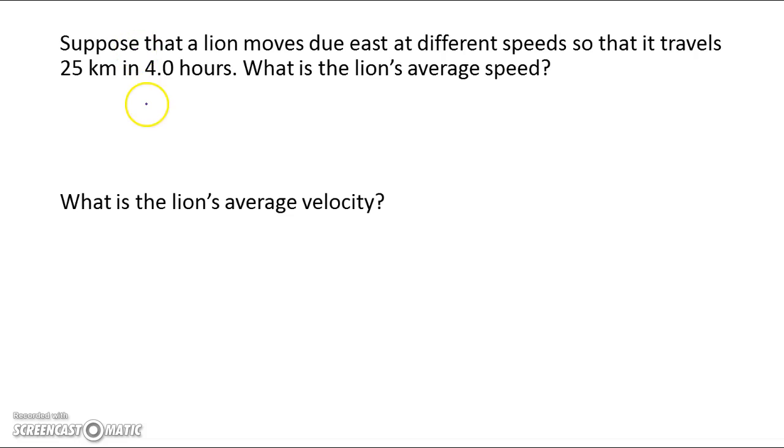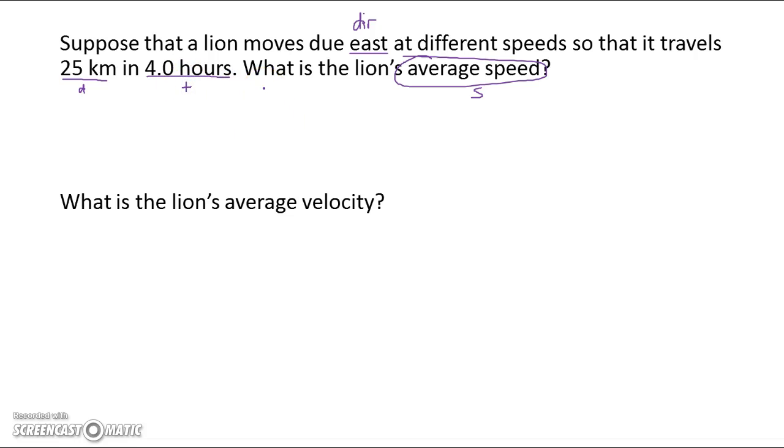Suppose that a line moves due east at different speeds so that it travels 25 kilometers in 4 hours. What's the line's average speed? Analyze the question first. What are we looking for? We are looking for the average speed, so we're looking for S. The important information is that it moves due east. Remember, we underline everything. That gives us our direction. Then 25 kilometers is your distance, and 4 hours is our time.